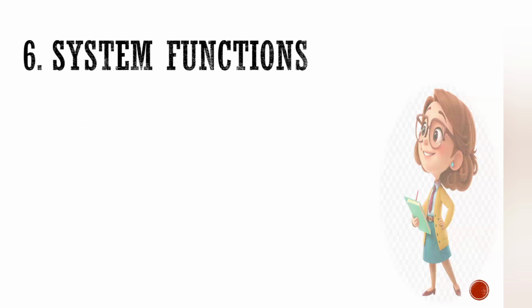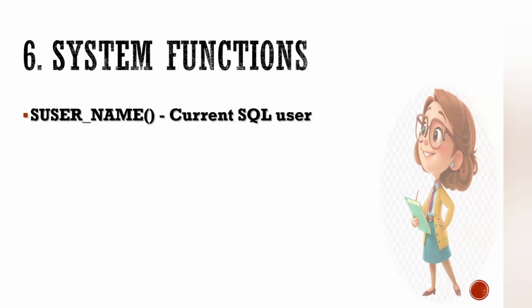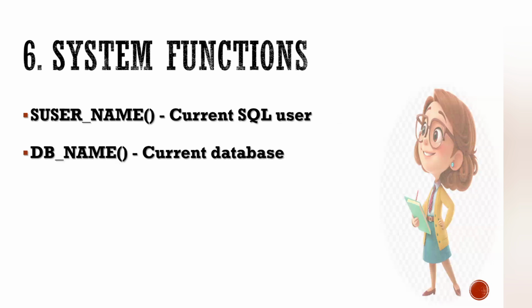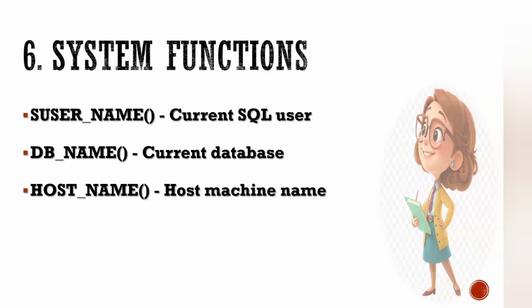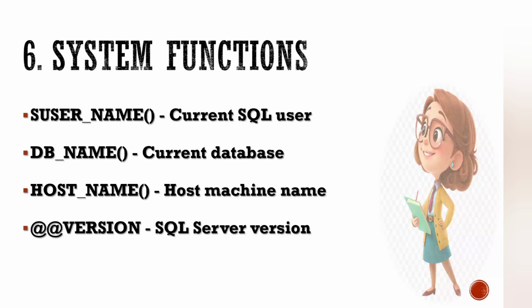Now, lastly, we have system functions. These return information about the database or the server. SUSER_NAME returns the current username, DB_NAME returns the name of the current database, HOST_NAME gives the machine name, and the version shows the SQL version you are using. These are helpful for auditing and understanding your environment.